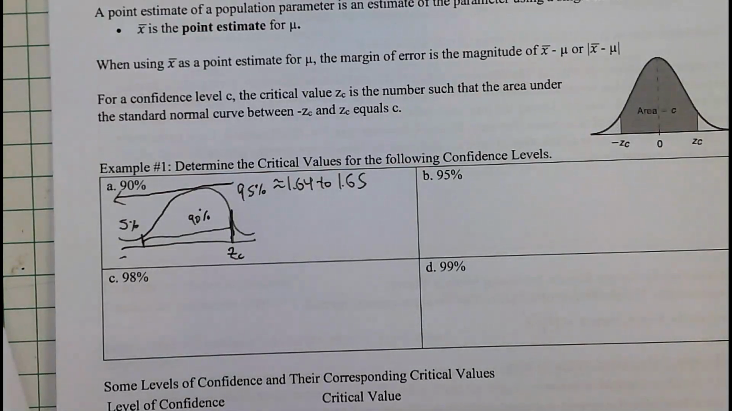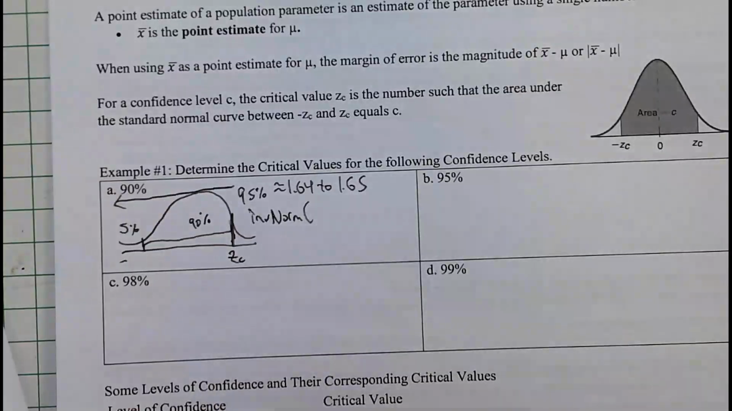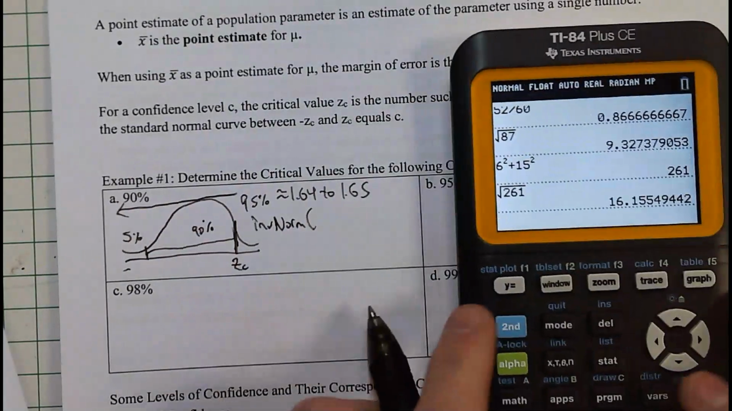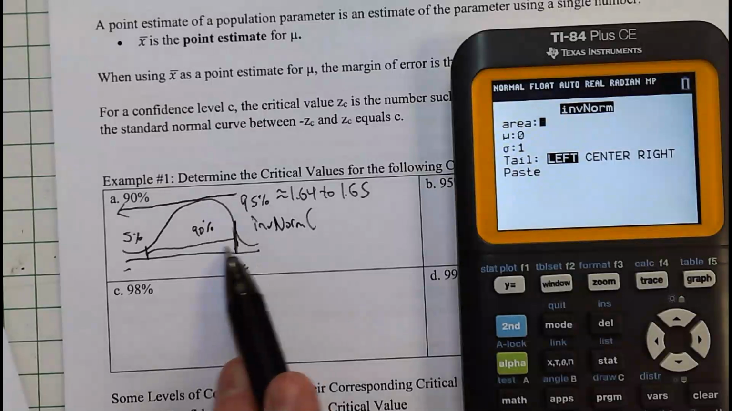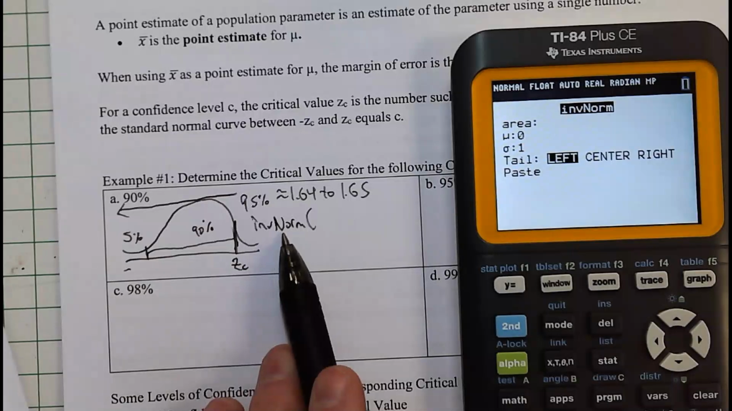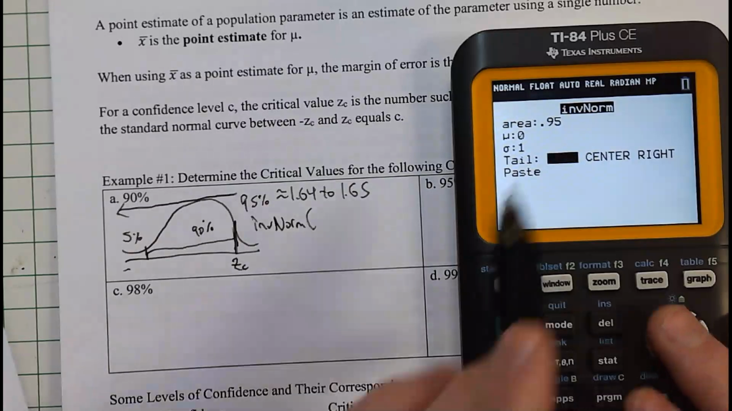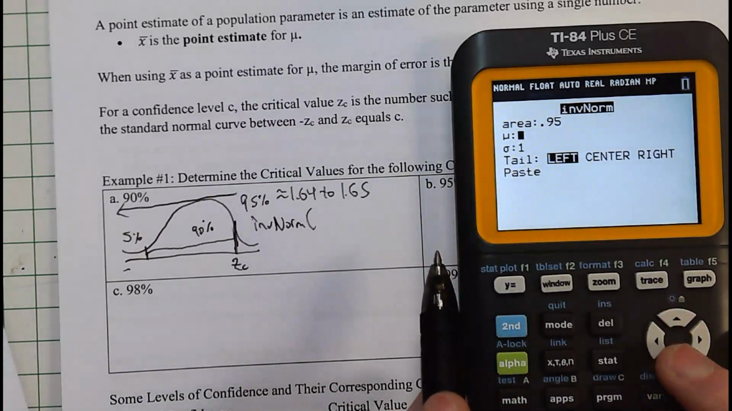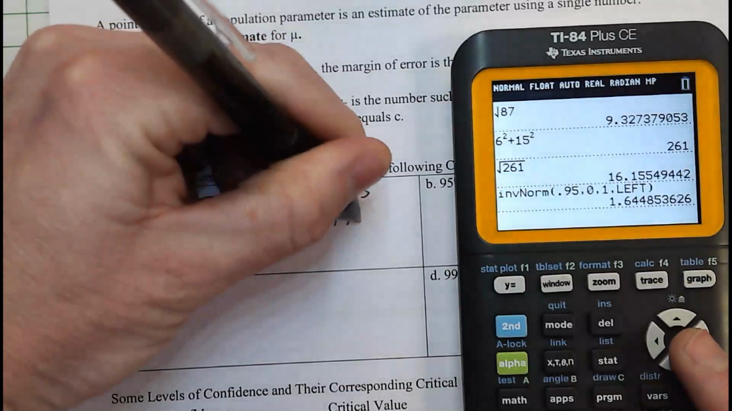Here's another way to do it: use inverse norm. I'll go to second bars, inverse norm. Now, for area, you could talk about the area to the left of this point or the right of it. What's the area to the left of this point? 95%, right? What's the area to the right of it? 5%. Do you want to use 0.95 or 0.05? It doesn't matter. I use 0.95 with the tail being left, or I could use 0.05 with the tail being right.